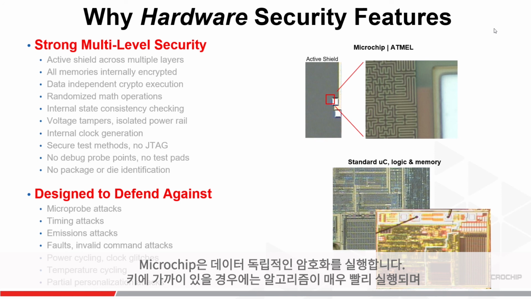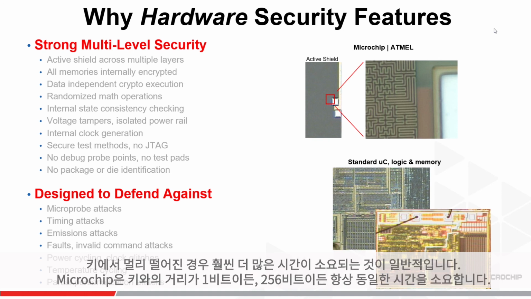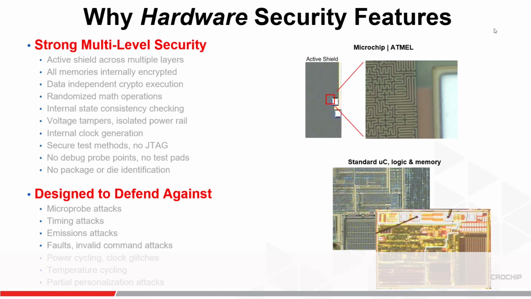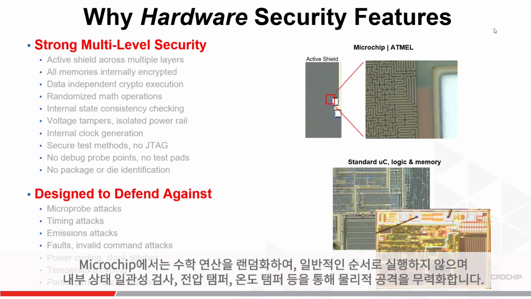It means that when you're very close to a key, sometimes algorithms will resolve very quickly. And if you're very far from a key, they'll take much longer. We take exactly the same amount of time no matter if you're 1 bit away from the key or if all 256 bits are wrong. We have randomized math operations, so we don't do things in a normal order. Internal state consistency checking, voltage tampers, temperature tampers, etc. All to thwart physical attacks.